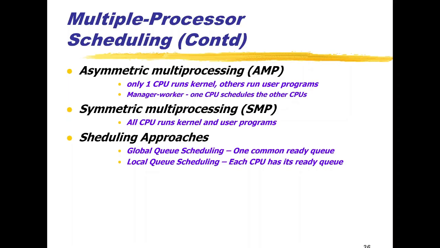And then we have symmetric multiprocessing also. In symmetric multiprocessing, all CPUs run the kernel and user programs. They are all at the same level. There are different scheduling approaches. One is the global queue scheduling. Here, all the microprocessors share one common ready queue. And then they have the local queue scheduling, where each CPU has its own ready queue. And that's the end of CPU scheduling.